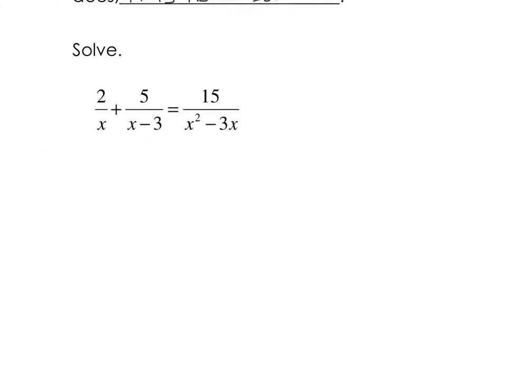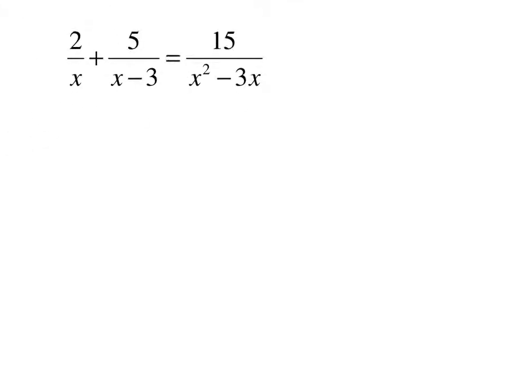So let's look at this example problem. I want to state going into this problem that I sure hope that x is not equal to 0, because if it is, 2 over x will be undefined. Is there another value of x that you might have trouble with? What if x were 3? No, that won't work. It won't work in either 5 over x minus 3 or in 15 over x squared minus 3x. So I just want to state in the very beginning that x cannot be 3, it cannot be 0. I have a problem with both of those numbers, and I hope you do too.